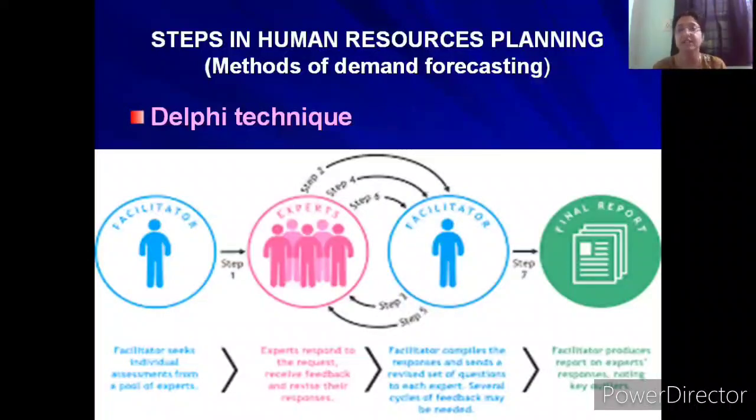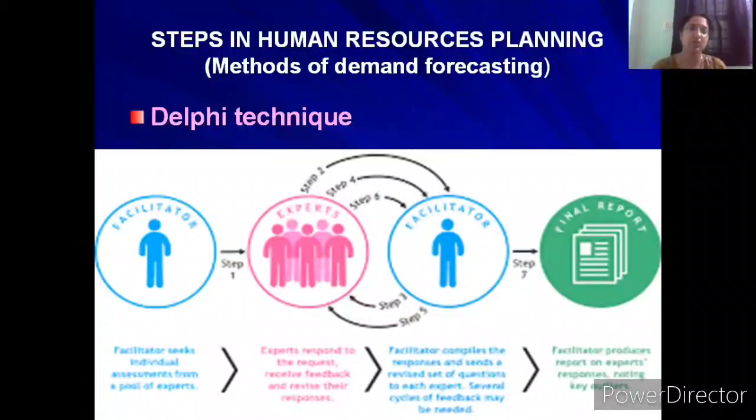Again and again, the intermediary will have to keep hopping between one expert and the other expert with their respective corrections on the assumptions or on the forecasts. And finally, a report can be prepared.